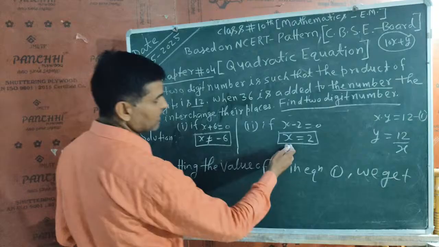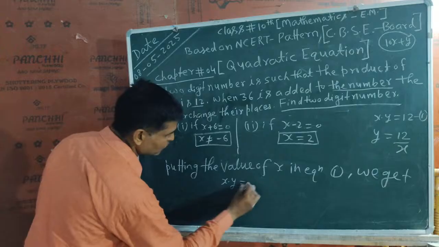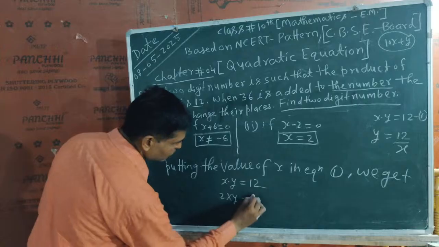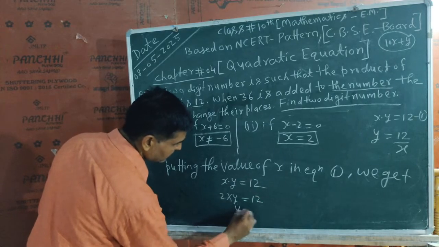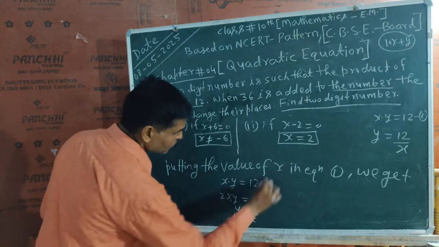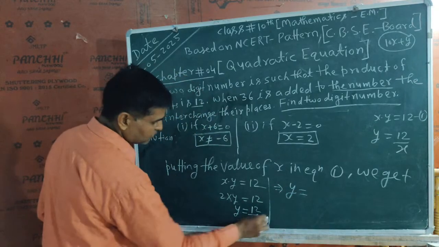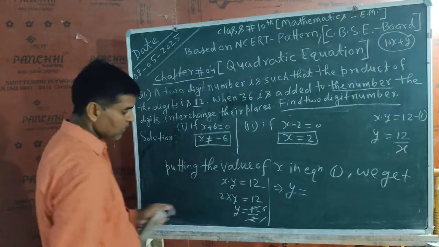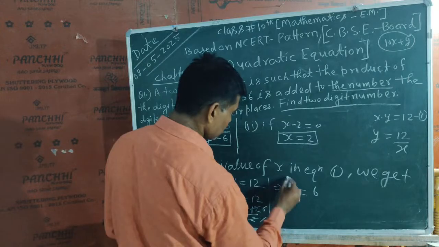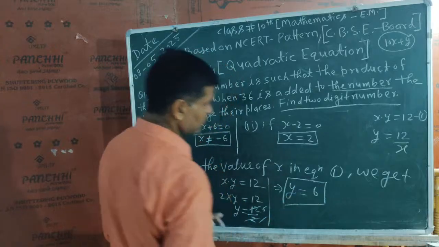So the value of x I will put in equation number 1. Equation number 1 I will write here: x into y is equal to 12. Now the value of x is 2, so 2 into y is equal to 12. So I will write here 12 divided by 2. After simplifying, I will get the value of y: 2 1 is 2, 2 2 is 2, 2 6 is 12. So the value of y will be 6.